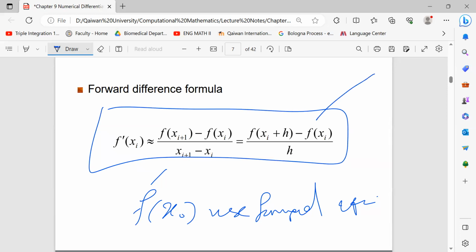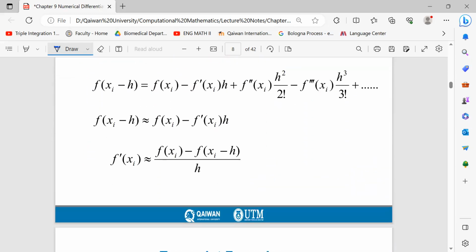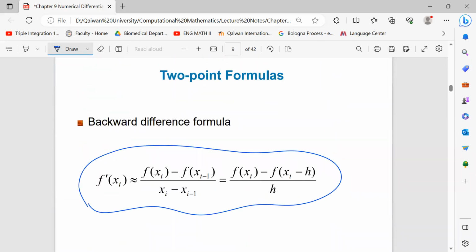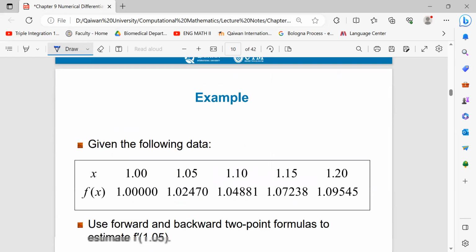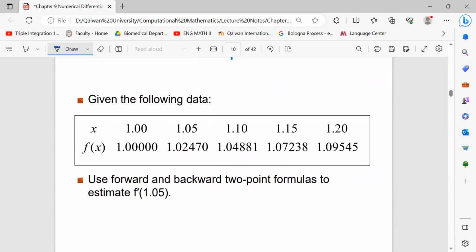Okay, you should know only this part. This one is the formula. Here you just plug the values in and calculate it. It's easy. And for the backward difference formula, we have this rule. Look at this example, it's easier to understand.